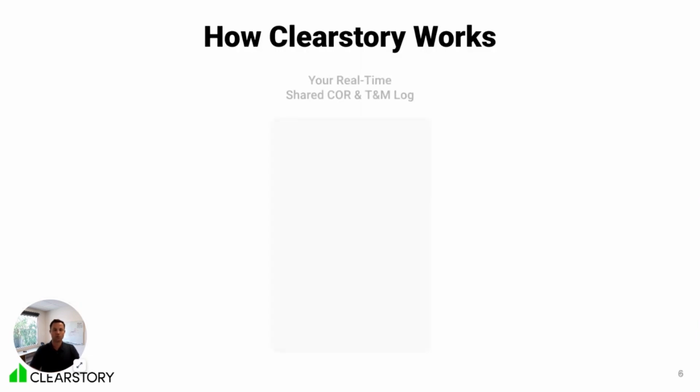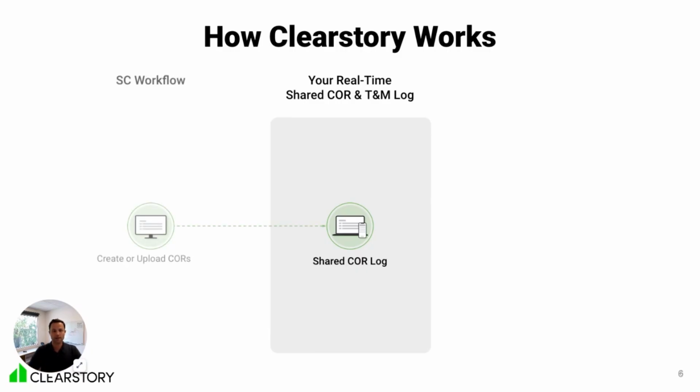So specifically how it works is everything revolves around the shared change order request log. This can work downstream with your trade partners and upstream with your client. And the easiest way to get started is simply have your trade partners upload a PDF copy of their change order request into Clearstory. By doing that, you get to use all of our powerful review and correspondence tools.